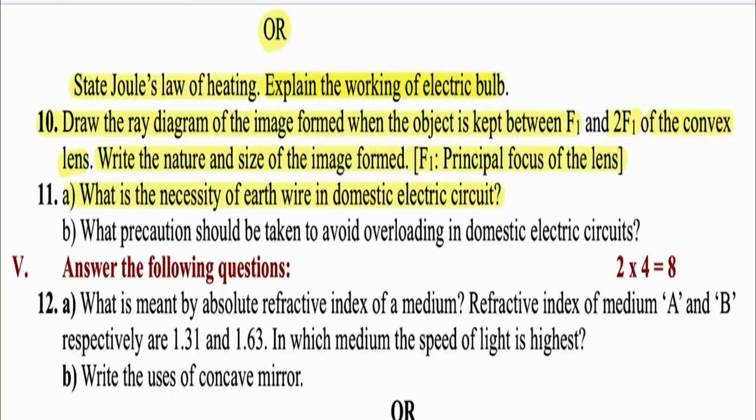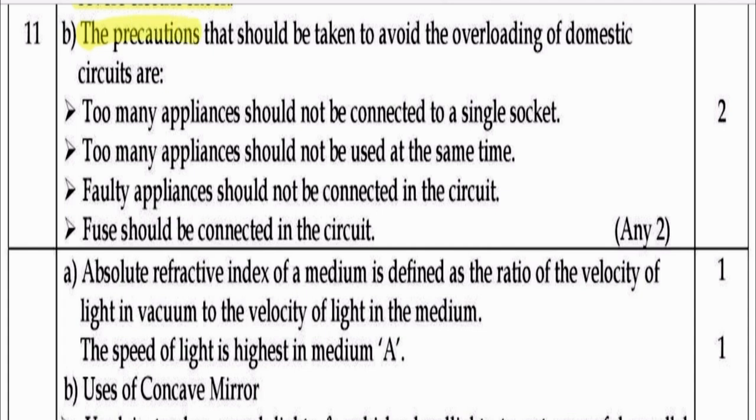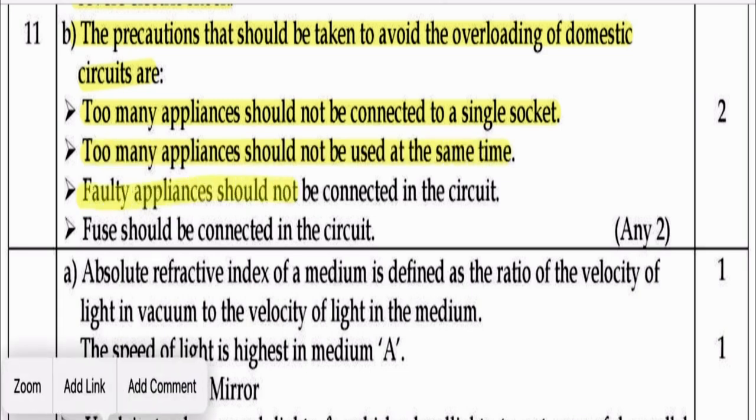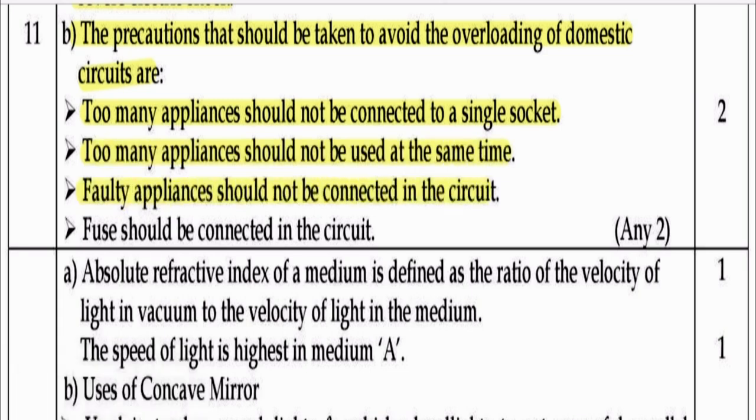Question B. What precautions should be taken to avoid overloading in domestic electric circuits? The precautions that should be taken to avoid the overloading of domestic circuits are: too many appliances should not be connected to a single socket, too many appliances should not be used at the same time, faulty appliances should not be connected in the circuit, and a fuse should be connected in the circuit.